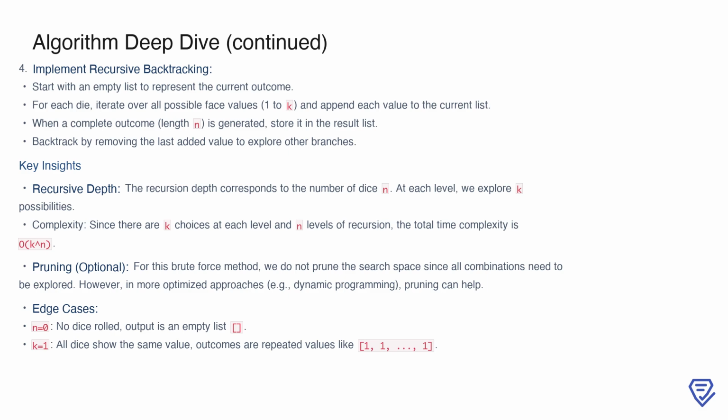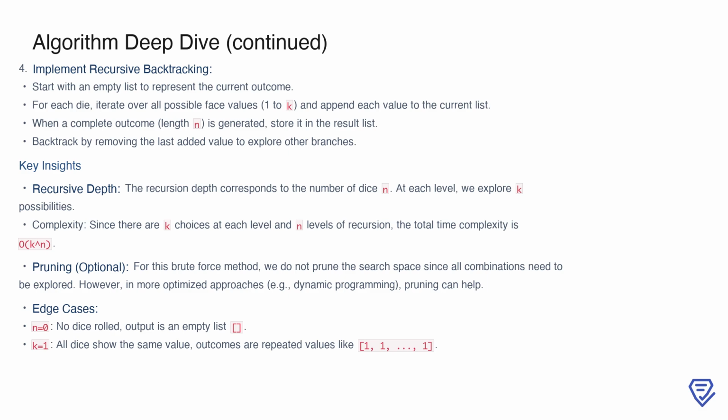Next, we delve into implementing recursive backtracking to generate all possible outcomes. We start with an empty list to represent the current outcome. At each recursive level, we iterate over all possible face values, from 1 to k, appending each value to the list. Once the list reaches length n, meaning we have a complete outcome, we add it to the result list. We then backtrack by removing the last added value, allowing us to explore other possibilities in the same recursive branch. This ensures we systematically generate every valid combination.